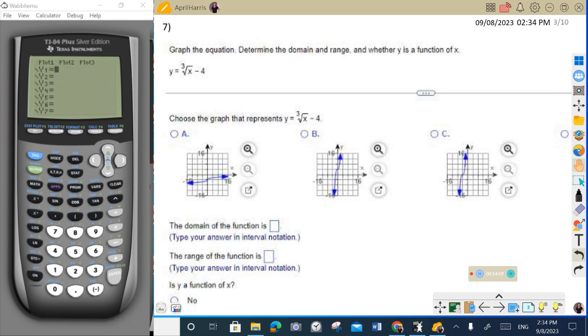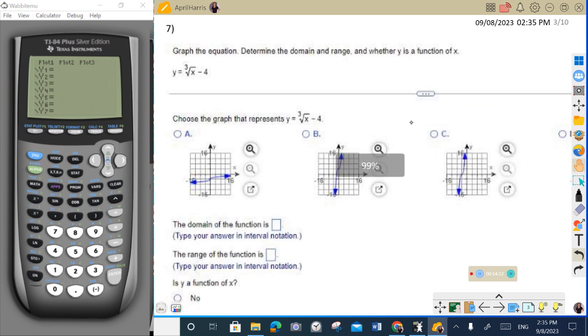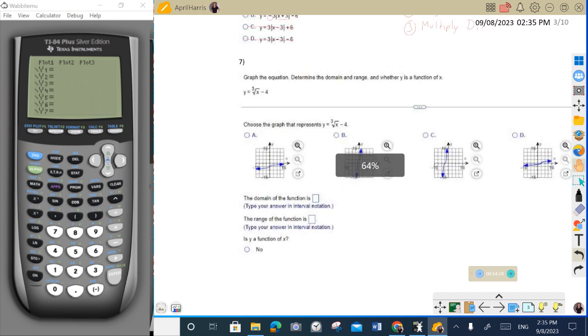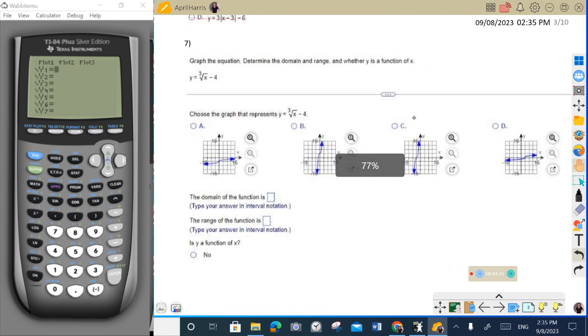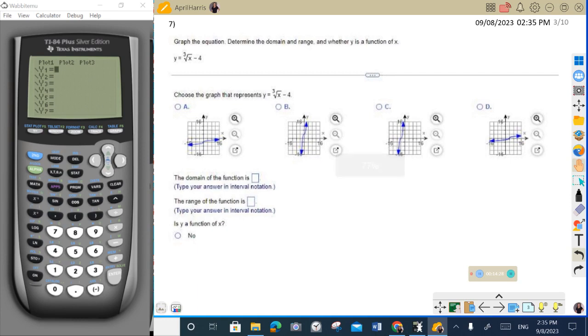Okay, question 7, it says graph the equation, determine the domain and range, and whether y is a function of x. Now, if you know families of functions, you should know what cube root looks like. It actually looks like choice A there, and I might need to zoom. Yeah, there's 4 choices there. Here we go. It looks like either A or D.